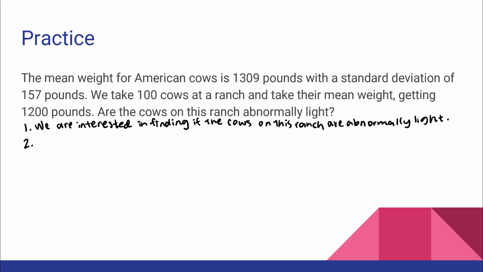So first, I like to go with the important numbers. First of all, I will give my sample mean. So what did we get from sampling the cows on this ranch? We got 1,200 pounds. So that is our x bar. Our n, so our sample size, needs to be given as well. That's how many cows we looked at. So we looked at 100 cows. Our sigma also needs to be given, so that is our population standard deviation. So that is 157 pounds.